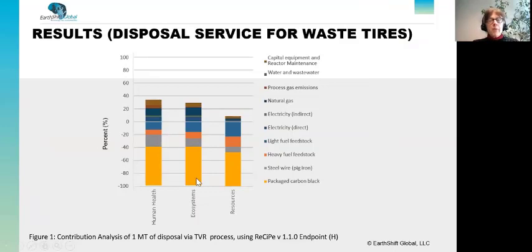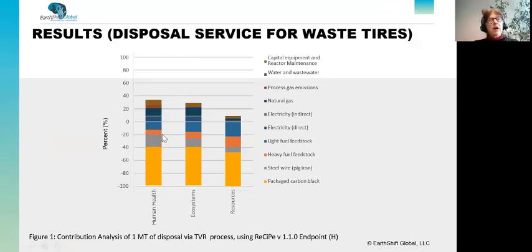So we looked at it from a bunch of different perspectives, and I'm going to show you the different perspectives, although the anticipatory part, in a way, is looking at where their big impacts were coming from. So here we're looking at this process as a disposal service for waste tires. So our functional unit is the disposal of so many tires or so many tons. In fact, it's a megaton of tires. And so we'll see here that in human health, ecosystems, and resources using the ReCiPe method, the natural gas coming in is actually one of the biggest impacts they have.